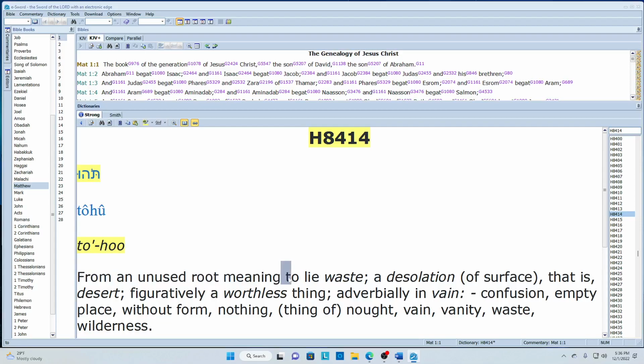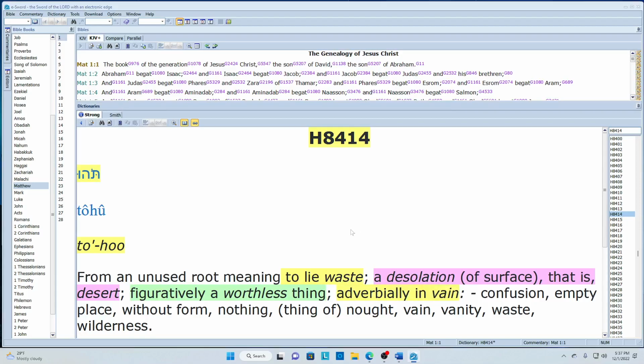All right. So after this starts the meaning. Look at this. It says the earth was without form, which means to lie waste. It's just lying there being wasted. To lie waste. What else was this earth? It says a desolation of surface, that is, a desert. So there's another definition to keep the picture in your mind. To lie waste, a desolation of surface, that is, a desert. Wow. Well, let's see if it's being used in a figurative sense. If it's being used in a figurative sense, it means figuratively a worthless thing. Figuratively, a worthless thing, right? And if it's being used in an adverbial sense, it is adverbially in vain.